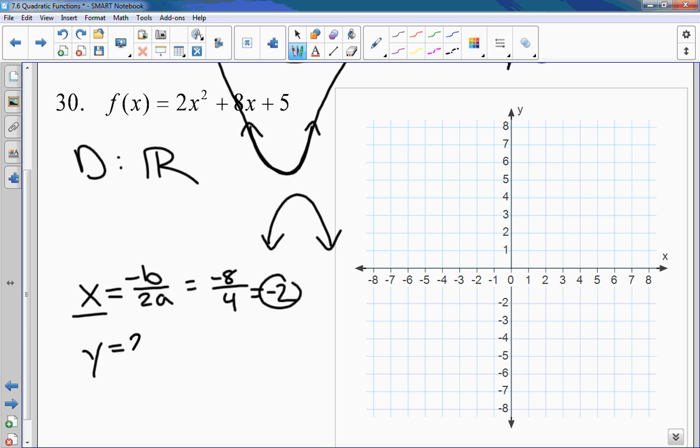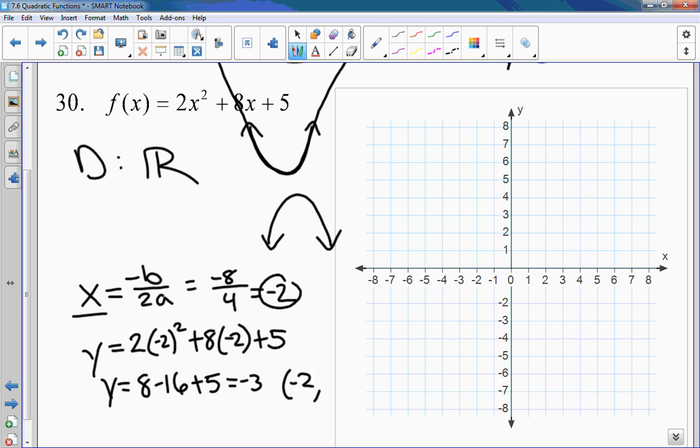So I have 2 times negative 2 squared plus 8, parentheses, negative 2, plus 5. Using some quick arithmetic, I get 8 minus 16 plus 5. I get negative 3. Negative 2, comma, negative 3. So I have my vertex.